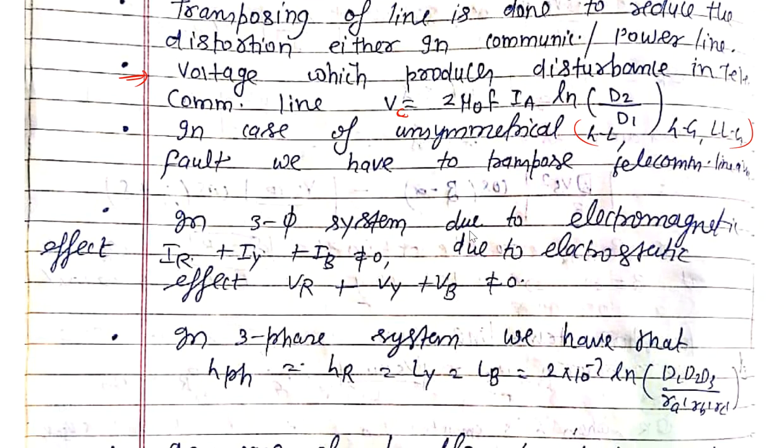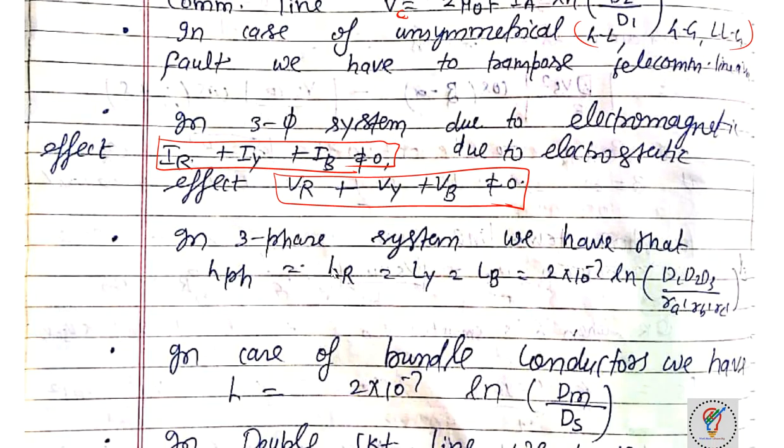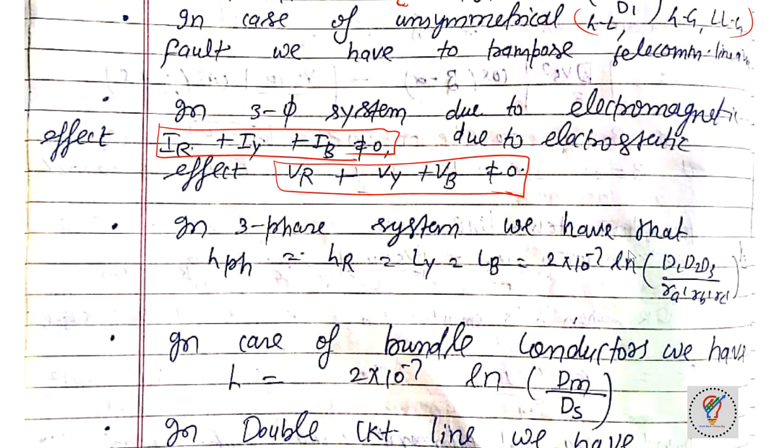Next, in a three-phase system, due to electromagnetic effect, the three-phase currents IR, IY, IB sum is not equal to 0, and similarly because of electrostatic effect, VR plus VY plus VB is not equal to 0. Theoretically we can say it's 0, but practically it is not 0. So in a three-phase system L phase is equal to LR equal to LY equal to LB, all phase quantities, equal to 2 into 10 power minus 7 into ln of d1 d2 d3 divided by ra dash into rb dash into rc dash. What is this? It is the geometrical mean distance divided by geometrical mean radius.